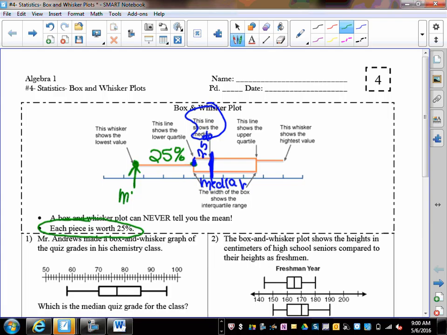Just groans. All right, so this is our minimum. So our next chunk here is another 25% of our data. So we now have another quarter of our data represented there. We have 75% of our data represented. Remember, quartile is quarter. Quarter, 25%. That should be an easy percentage for you to remember. And then our last chunk here is another 25%, the last quarter of our data. And if this is the highest value, what is that called? Thank you, Gabby. Maximum.